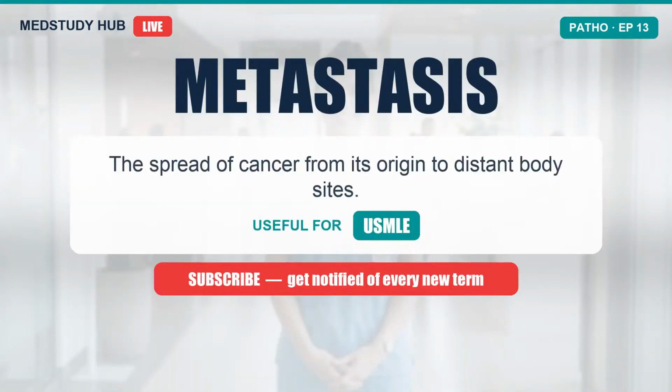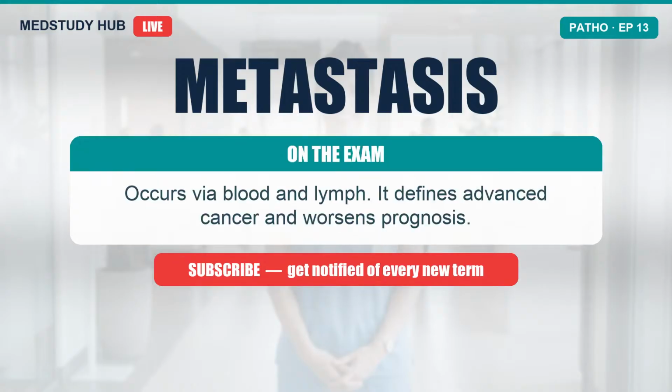Metastasis. The spread of cancer from its origin to distant body sites. Occurs via blood and lymph. It defines advanced cancer and worsens prognosis.